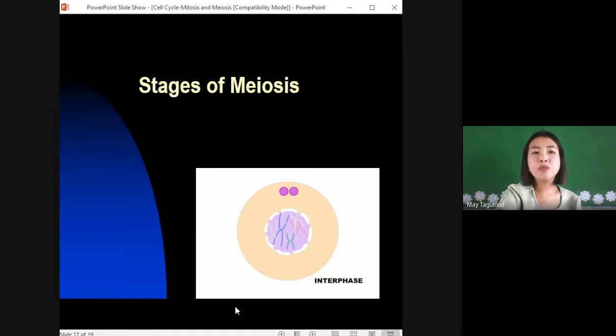So let's move on with the stages of meiosis. Unlike mitosis, meiosis has two sets of phases. We have meiosis 1 and meiosis 2. Meiosis always starts in interphase, where chromosomes replicate, and each chromosome consists of two identical sister chromatids.